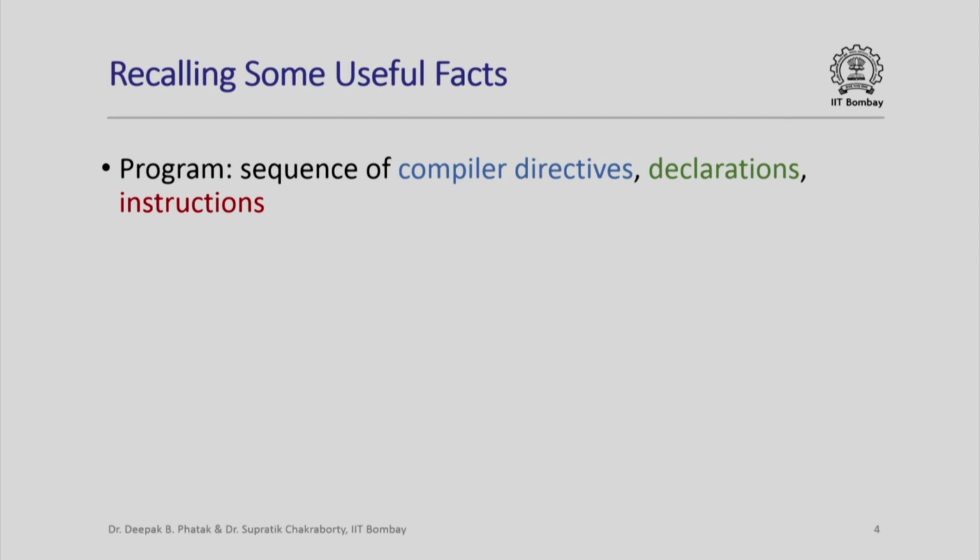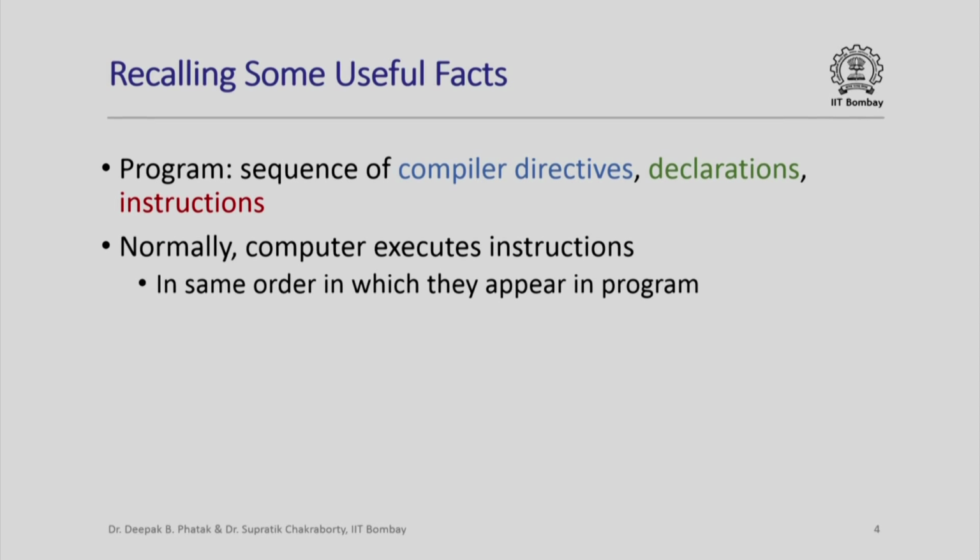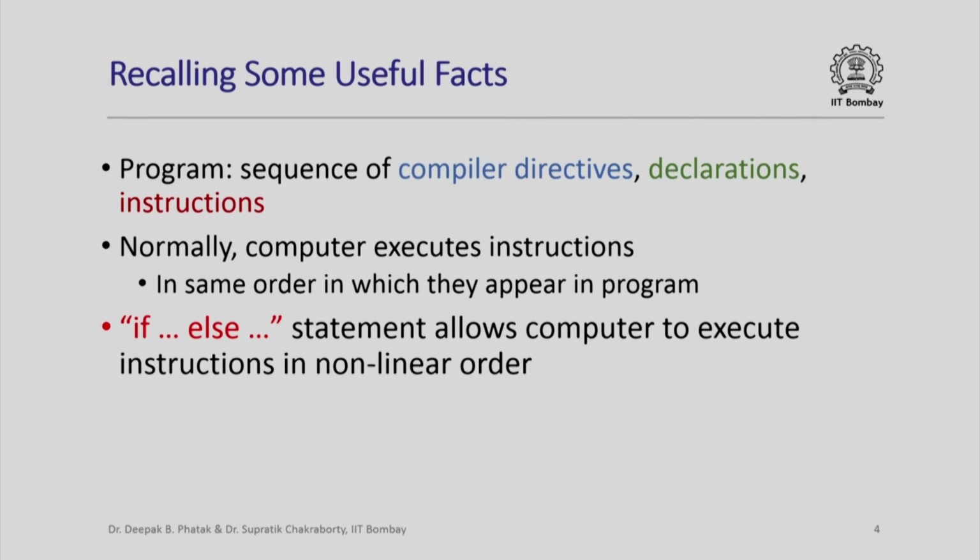Now here are some useful facts that we already know. A program is nothing but a sequence of compiler directives, declarations and instructions. Normally the computer executes instructions in the same order in which the instructions appear in the program. However, we have seen that if-else statements can be used to allow the computer to conditionally execute instructions, not necessarily in a linear order.